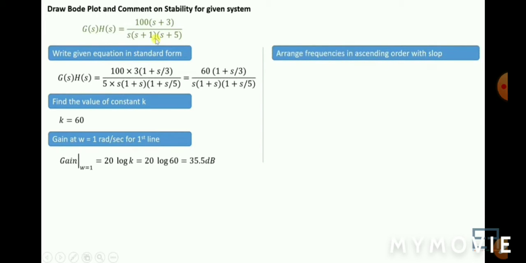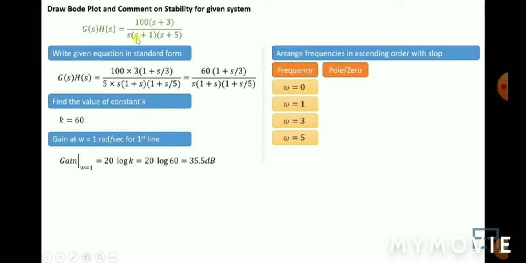After finding K, next are the frequencies. For s plus 1, s plus 5, s plus 3, we write them in ascending order. First s is there, which we write in terms of omega, in ascending order: s equals 0, s equals minus 1, s equals minus 3, like that, 0, 1, 3, 5. There are 4 frequencies. Next, whether it is a pole or a zero: denominator parts are poles, numerator parts are zeros.